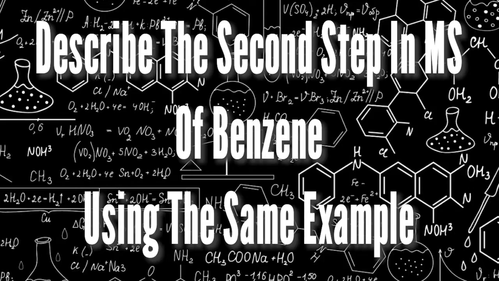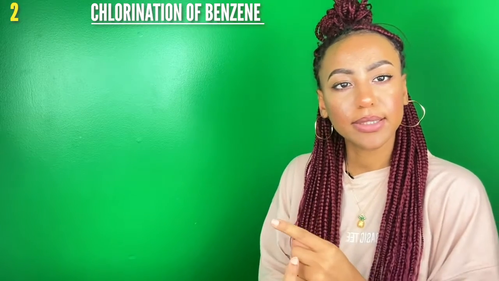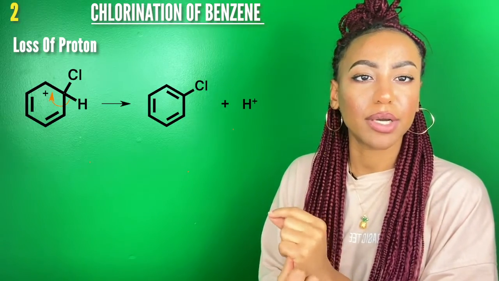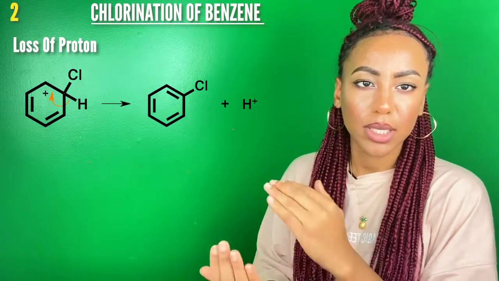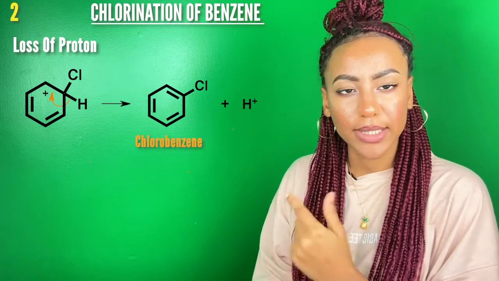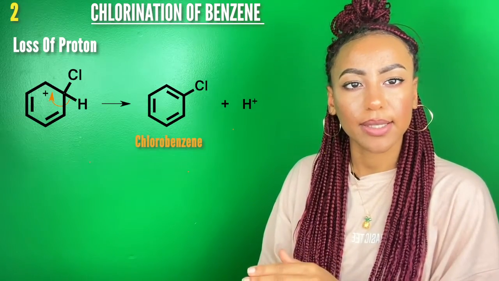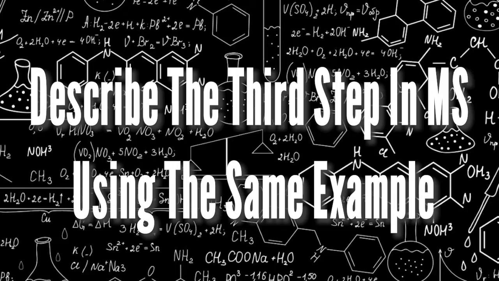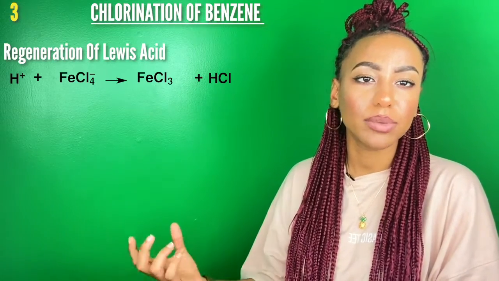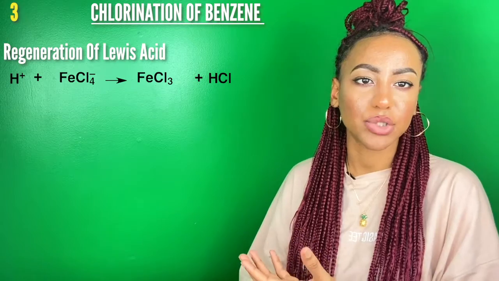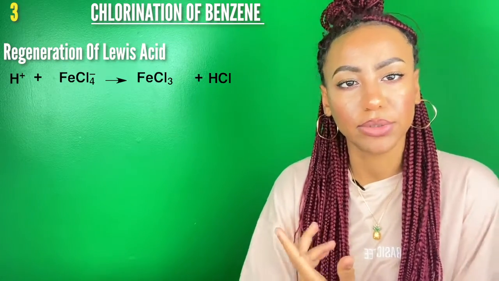Question number 5. Describe the second step in monosubstitution using the same example. As mentioned before, the second step is the removal of that hydrogen ion from the carbocation formed and the generation of the product. In this case, the product is chlorobenzene. Question number 5. Describe the third step in monosubstitution. Well, the third step is the regeneration of the Lewis acid used to generate the electrophile. In this case, hydrochloric acid is also generated.